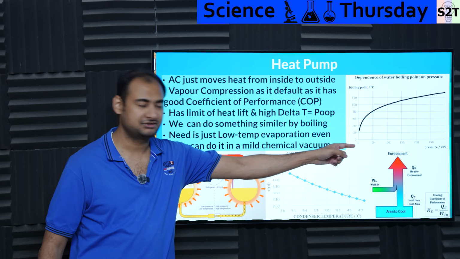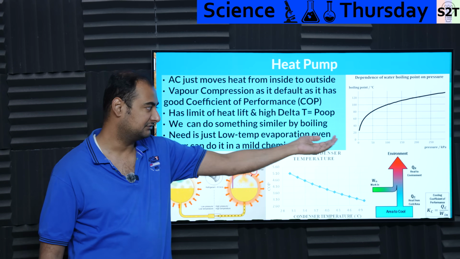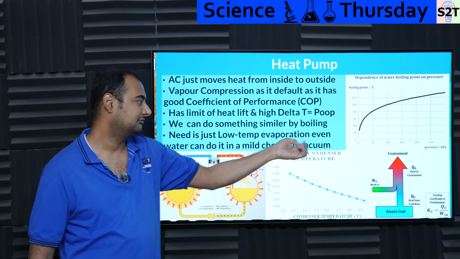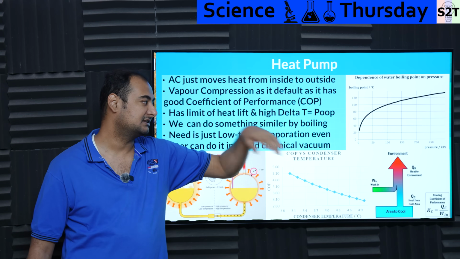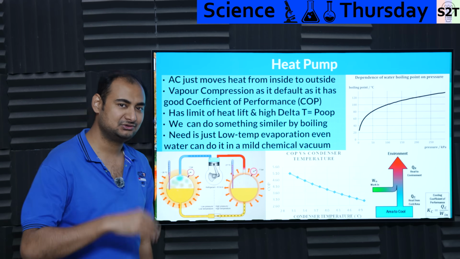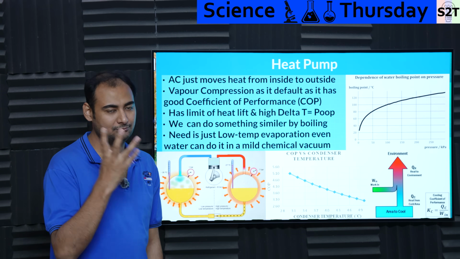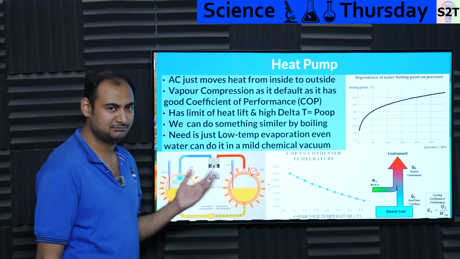Water has a vector which we call pressure, meaning if you want water to boil at a lower and lower temperature, all you have to do is pull it closer to vacuum. For example, you can boil it at 22 degrees Celsius at almost 0.1 psi, meaning the closer you go to vacuum, the more quickly it boils. So even a little bit of room heat boils it away. So that's the heat pump logic.